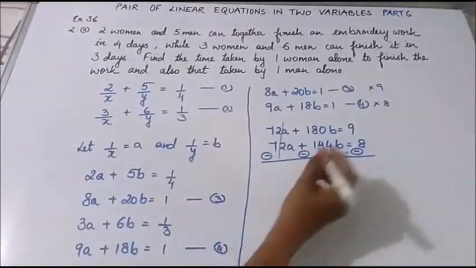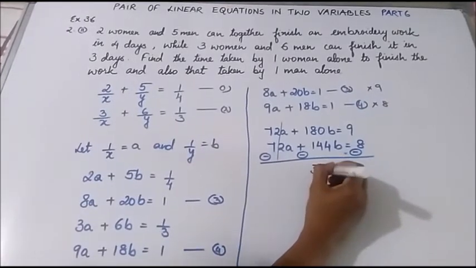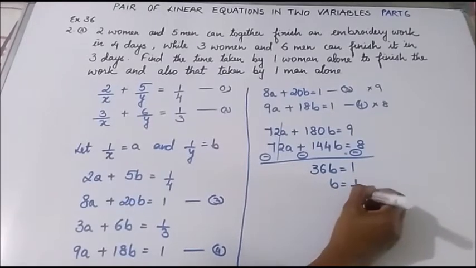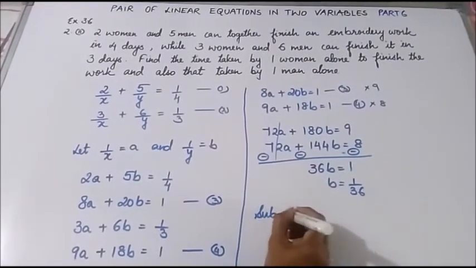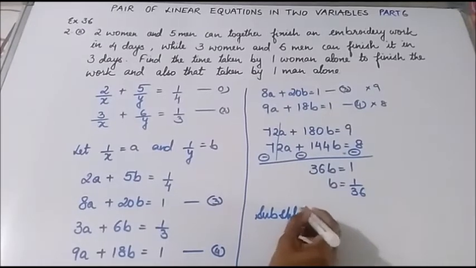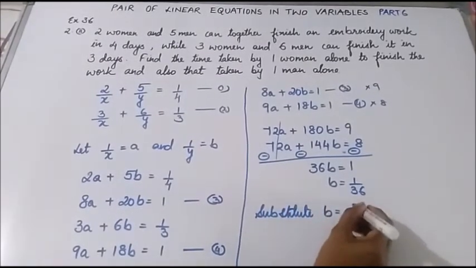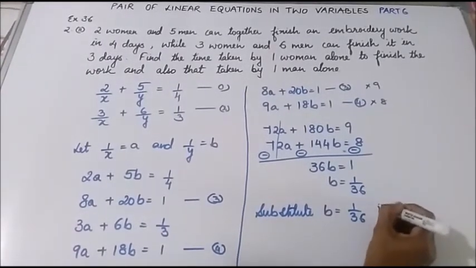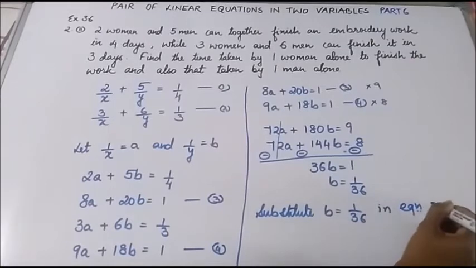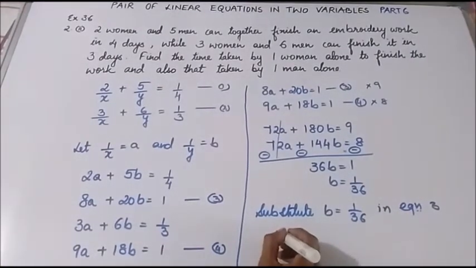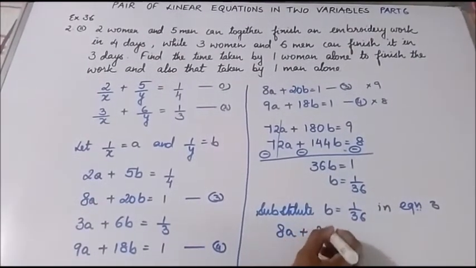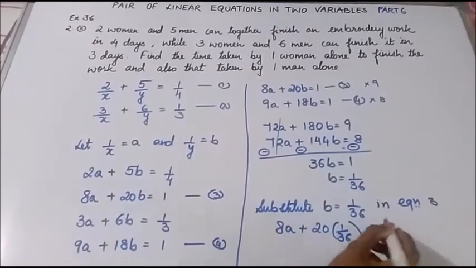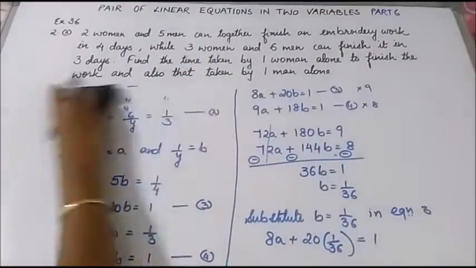The first term gets eliminated. Here we get 36B is equal to 1. So B is equal to 1 by 36. Now substitute B is equal to 1 by 36 in either equation 3 or 4. We will do it in equation 3. What do we get here? We get 8A plus 20 into 1 by 36 is equal to 1.